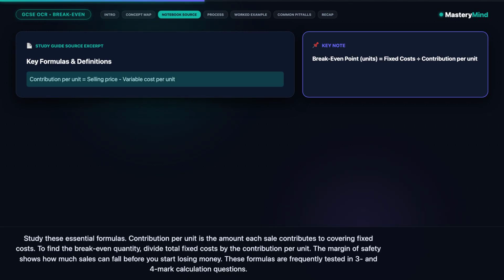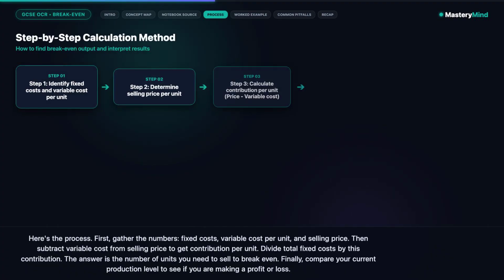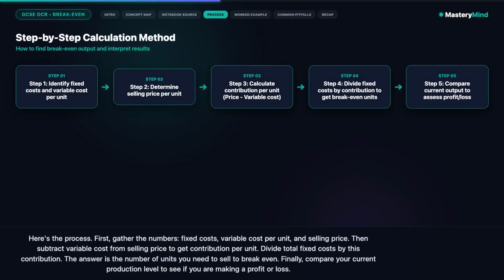Here's the process. First, gather the numbers: fixed costs, variable cost per unit, and selling price. Then subtract variable cost from selling price to get contribution per unit. Divide total fixed costs by this contribution. The answer is the number of units you need to sell to break even. Finally, compare your current production level to see if you are making a profit or loss.